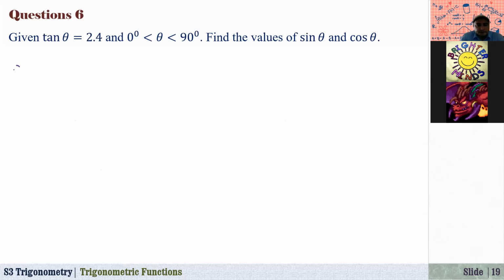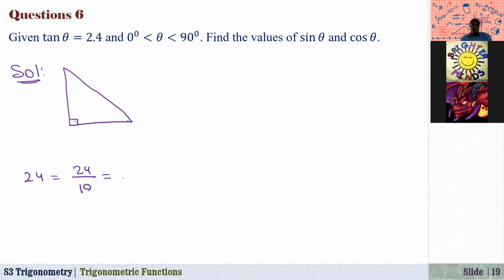Okay, another question, similar question, but let's do this quickly. Tangent of theta is given, that is 2.4. Now let me just write it as a fraction. So 2.4 is equal to 24/10. Or if you divide both numerator and denominator by 2, it is 12/5. So if this angle is theta, opposite side should be 12 and adjacent side is 5. And 5 squared plus 12 squared equals, what is it? 169. And 169 is a square number, its square root is 13.